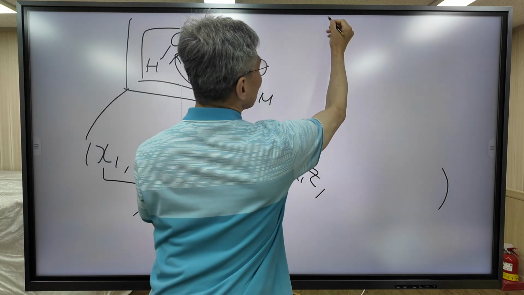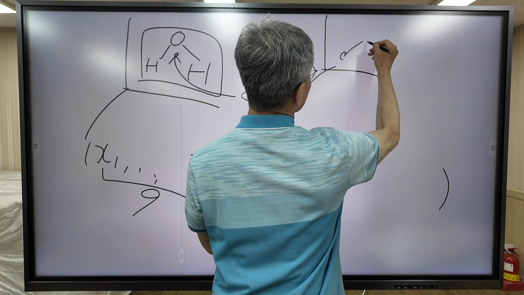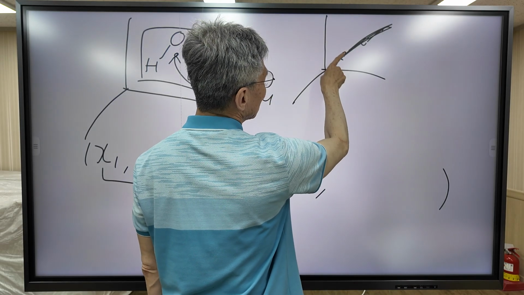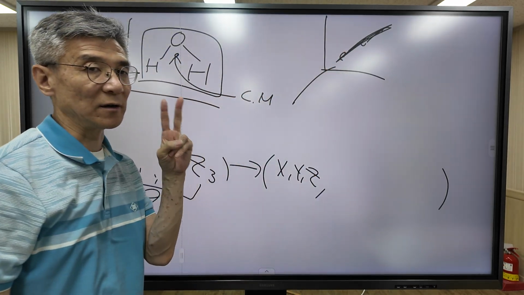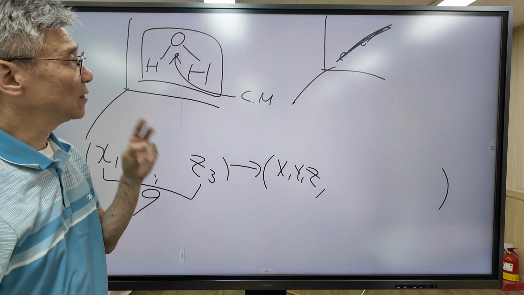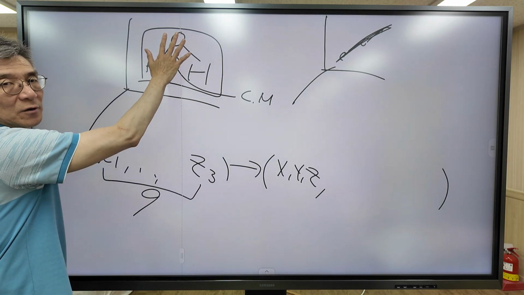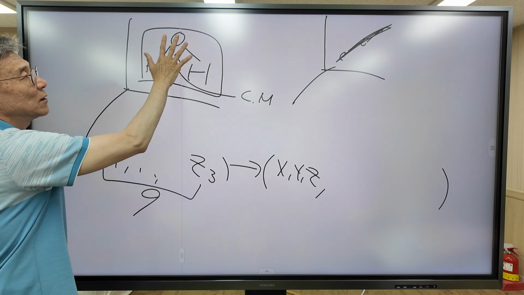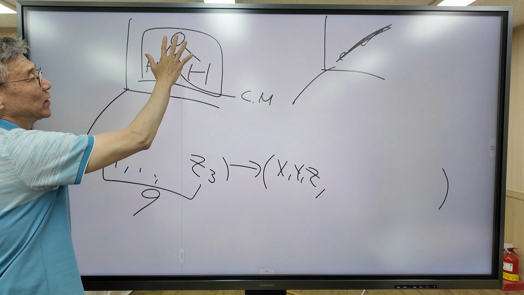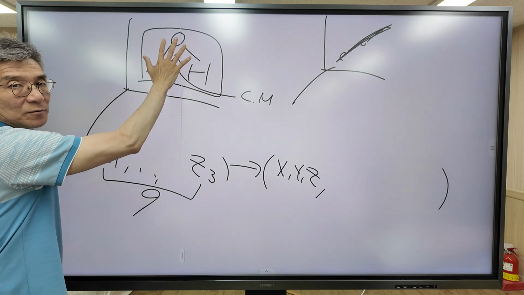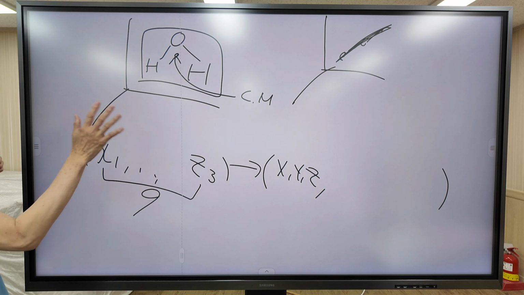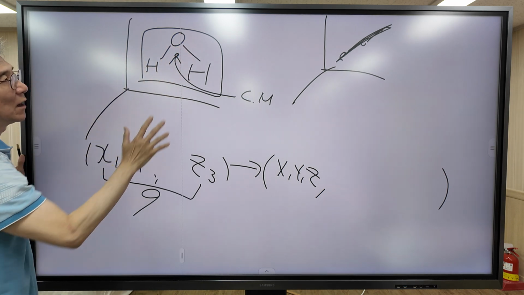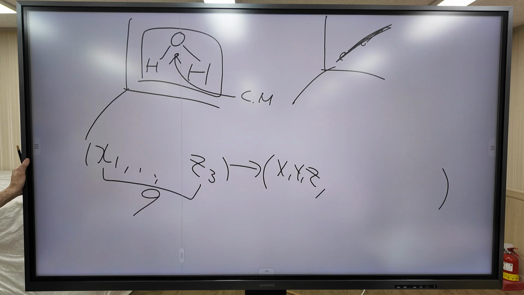For a linear molecule, to define the orientation of the molecule, we only need 2 angles, theta and phi. Now the question is, this is not a linear molecule, this is a general molecule. How many angles do we need to define the orientation of this molecule? Specifically, this molecule is in a plane.